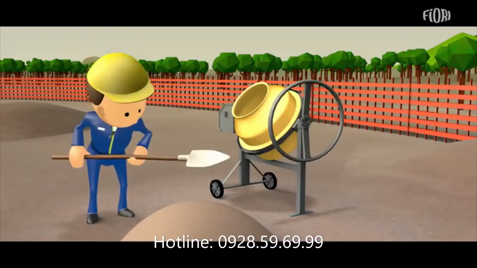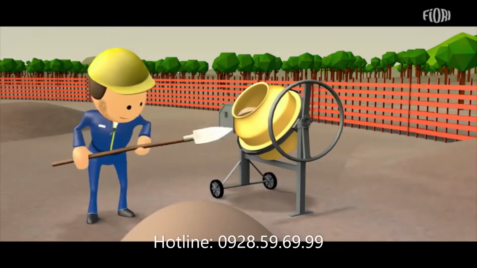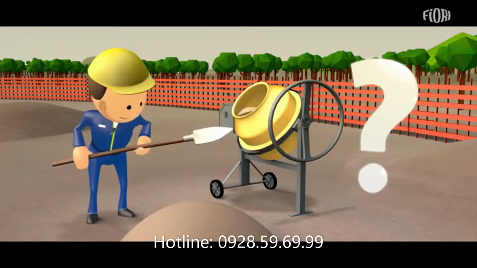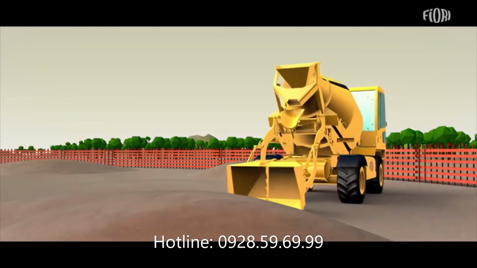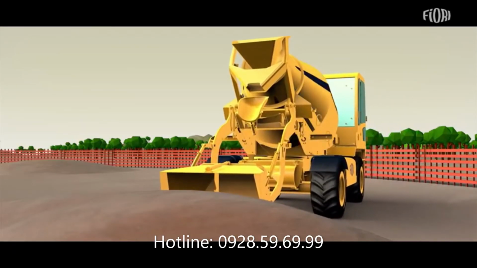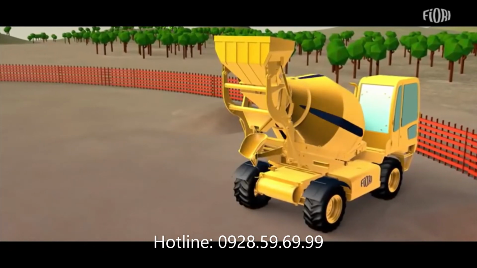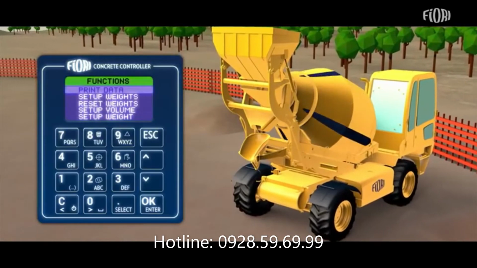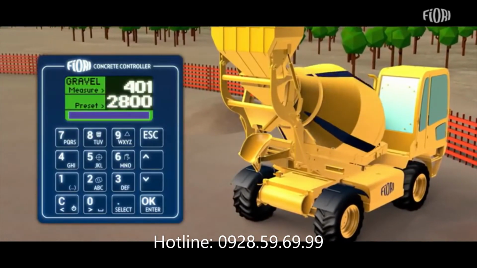Quality. When you rely on a manual concrete mixer, the component proportions are always approximate. This makes it impossible to certify the quality of the concrete. The Fiori concrete batching vehicle is the first concrete production plant on wheels in the world and makes it possible to eliminate human error. Thanks to Fiori batch control, it is possible to produce concrete of a certifiable quality.